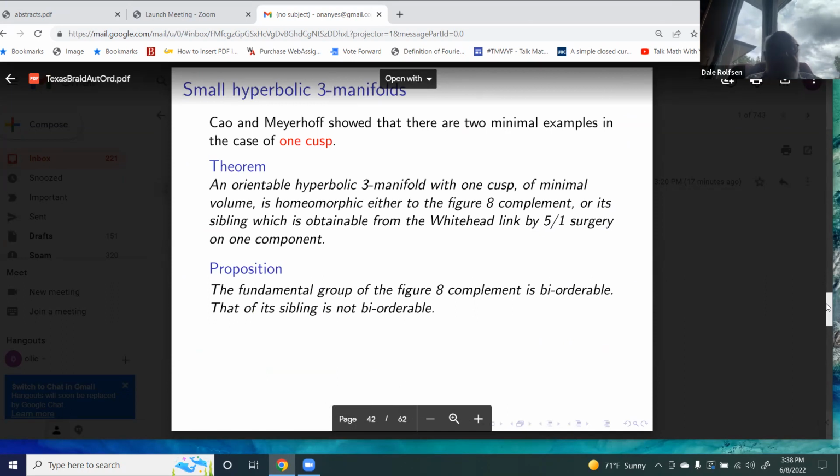The fundamental group of the figure 8 complement is biorderable. That was actually shown quite a few years ago by myself and a colleague in France. But the sibling's fundamental group is not biorderable, although it is left orderable because it has positive Betti number.